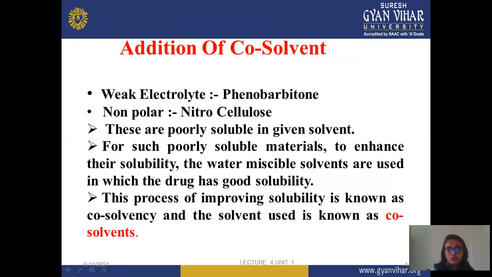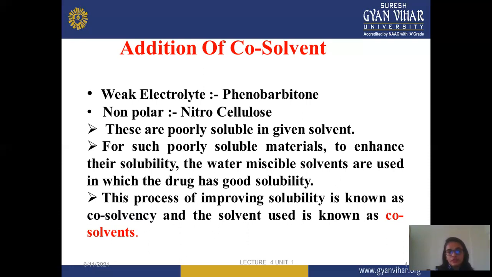First, addition of a co-solvent. A co-solvent may be any type of solvent which enhances the solubility of a particular drug, and when you add this solvent, it shows more solubility. Weak electrolytes like phenobarbital class drugs, and non-polar drugs like nitrocellulose, are poorly soluble in a given solvent. For such poorly soluble materials, to enhance their solubility, water-miscible solvents in which the drug has good solubility are used. You use another solvent or co-solvent to enhance the solubility of the particular drug or formulation, and this process of improving solubility is known as co-solvency.